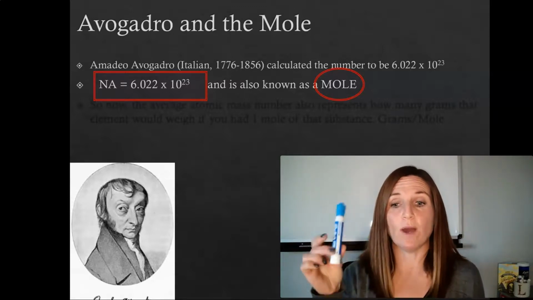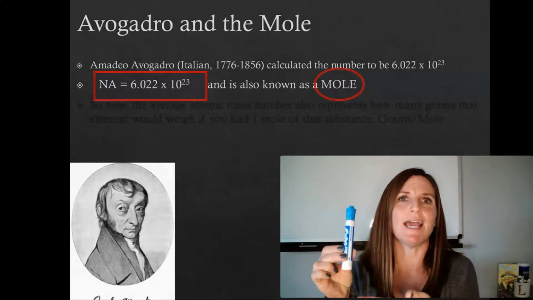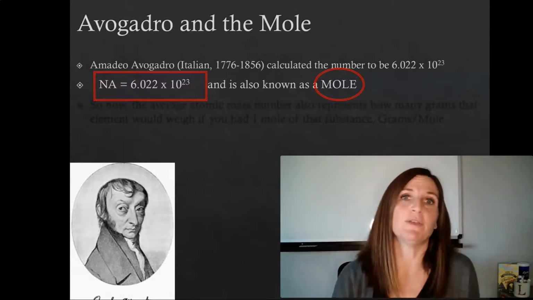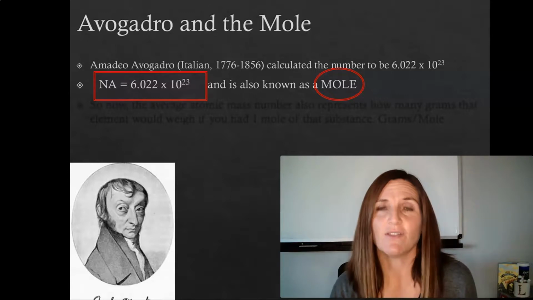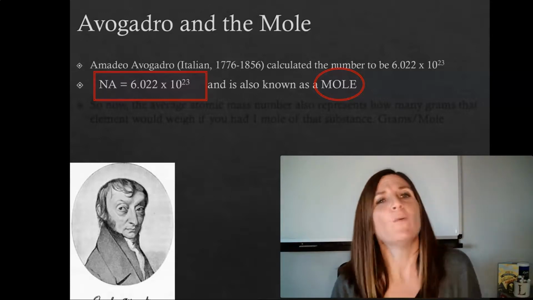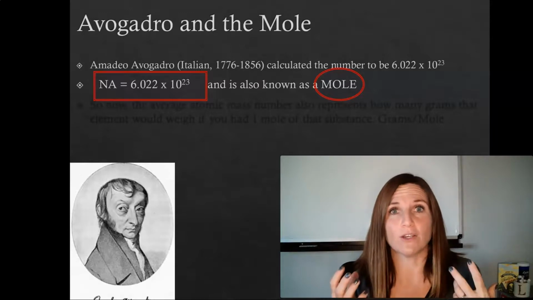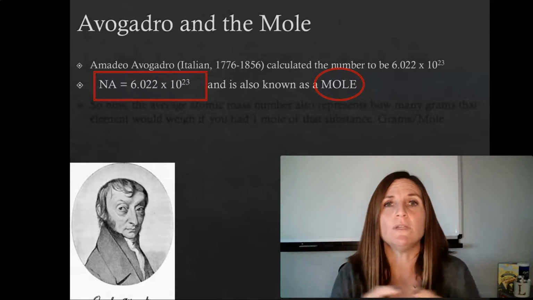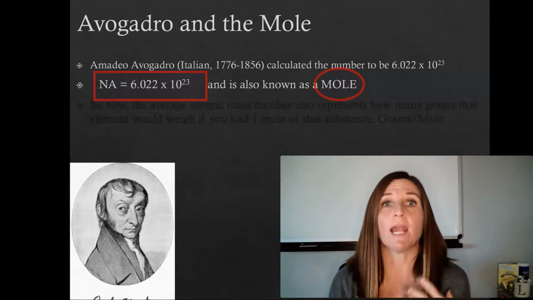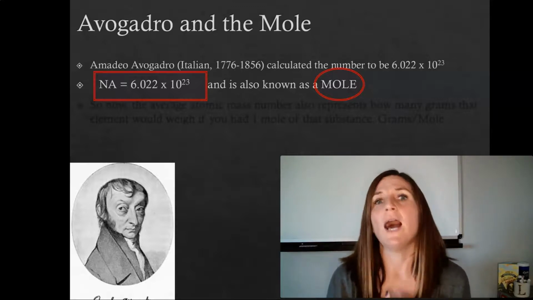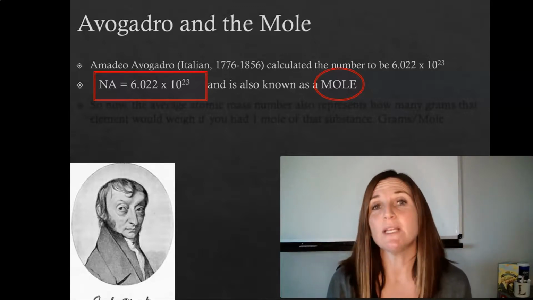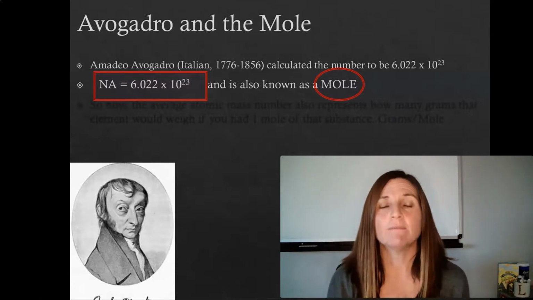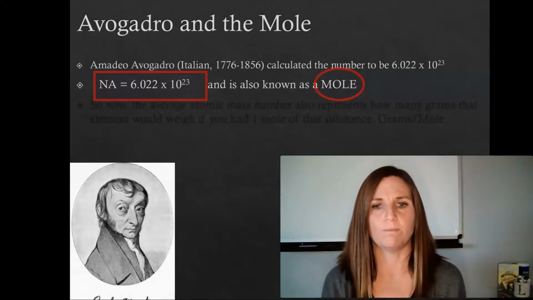So if I wanted to have 1 mole of pens, I would need to get 6.022 times 10 to the 23rd pens and put them all together in a container. That's a lot of pens. It's too many pens. But when you're talking about atoms or molecules, we're talking about very, very small items, and so you need a lot of them in order to make an appreciable or measurable amount. So we have 6.022 times 10 to the 23rd atoms or molecules in a single mole.